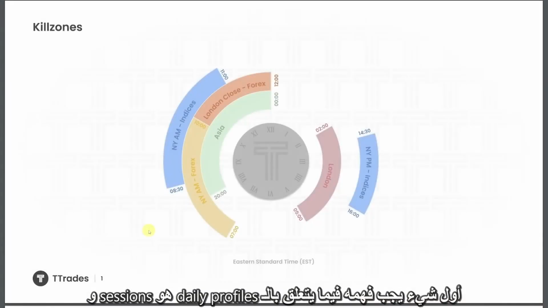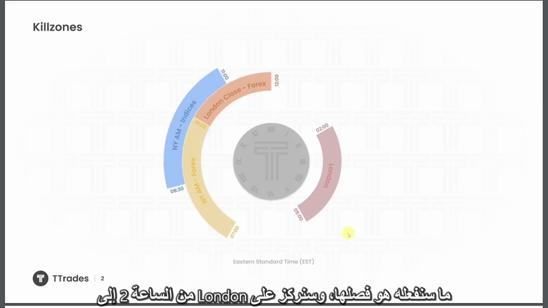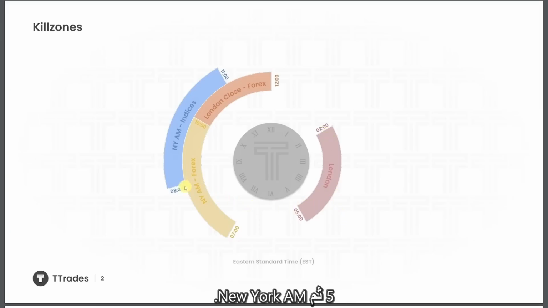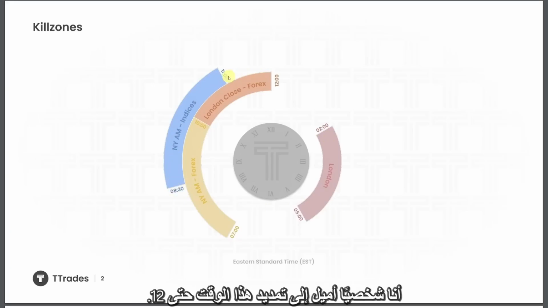Now the first thing that needs to be understood with daily profiles are the sessions and kill zones. So here on the screen we have kill zones, so you can see Asia, London, here's our New York AM, and then PM. What we're going to do is separate it out, and we're going to focus on London from 2 to 5, and then New York AM. So generally I'm looking at 8:30 to 12. I kind of extend this out to 12 personally.